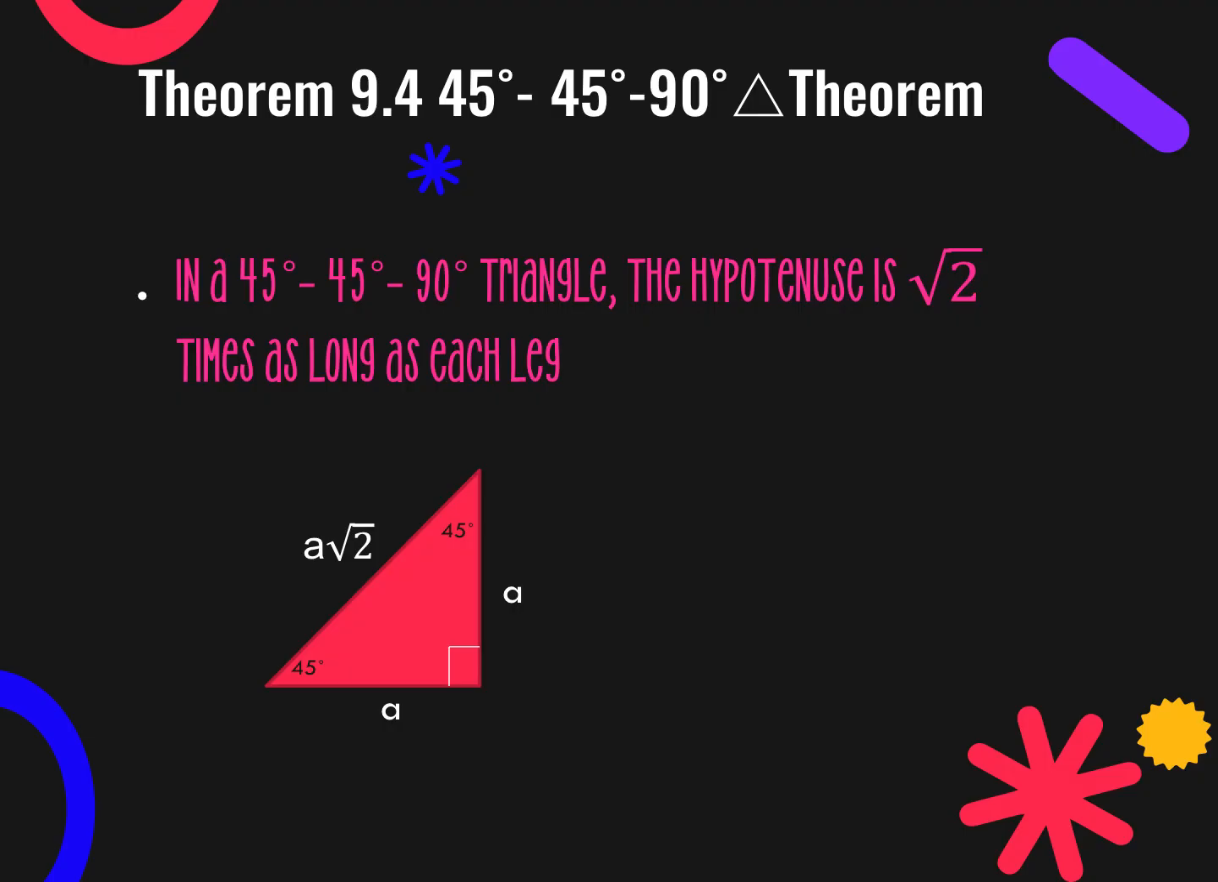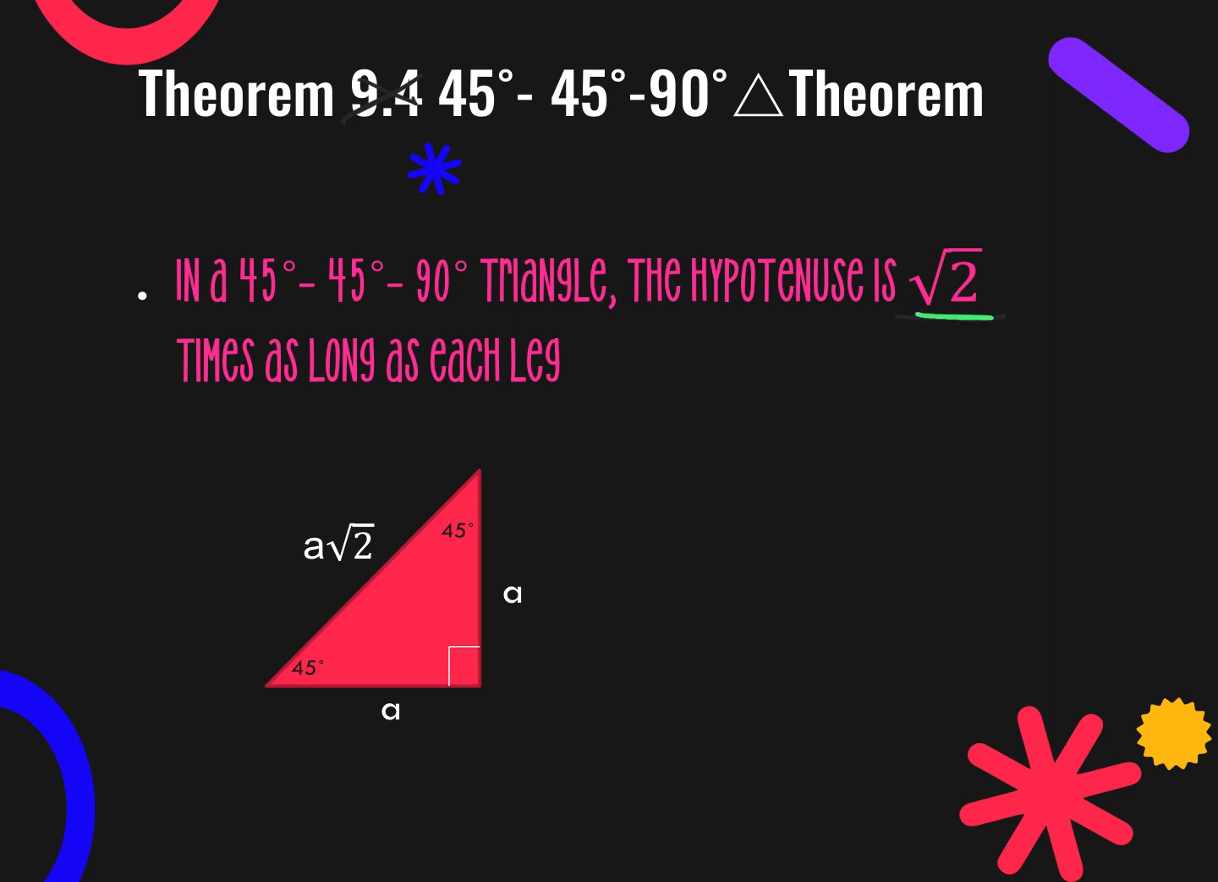So the first theorem is called the 45-45-90 triangle theorem. Again, don't memorize the number. It's just the fourth theorem in the lesson, so don't memorize that number. What this states is that in a 45-45-90 triangle, the hypotenuse is going to be the square root of 2 times the length of each leg.